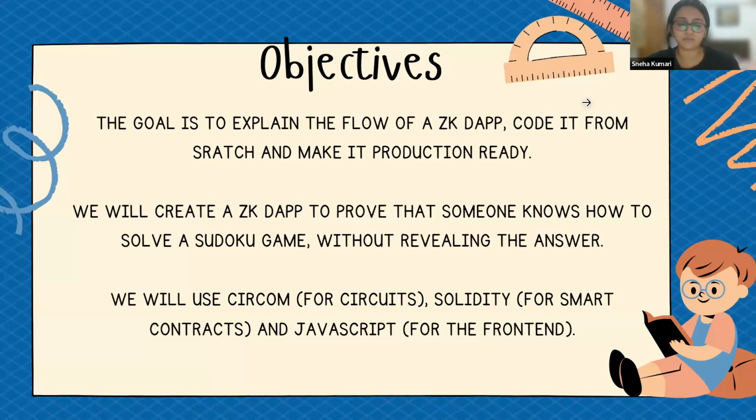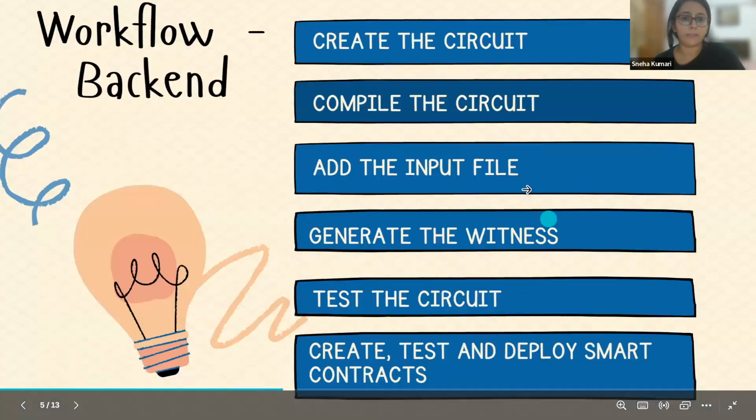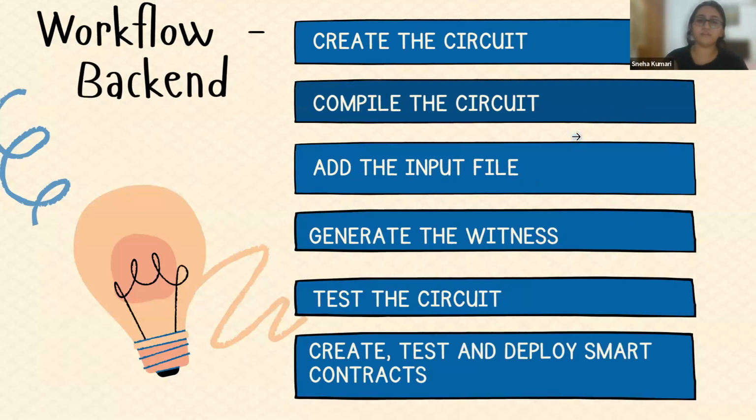Pretty obvious, because when we're talking about zero knowledge, we are trying to prove something without actually revealing the right information about it, and just pointing out hints towards it so that the other person is able to understand it well. We will be using Circom for writing circuits, Solidity as the language for writing smart contracts, and JavaScript for the front-end segment.